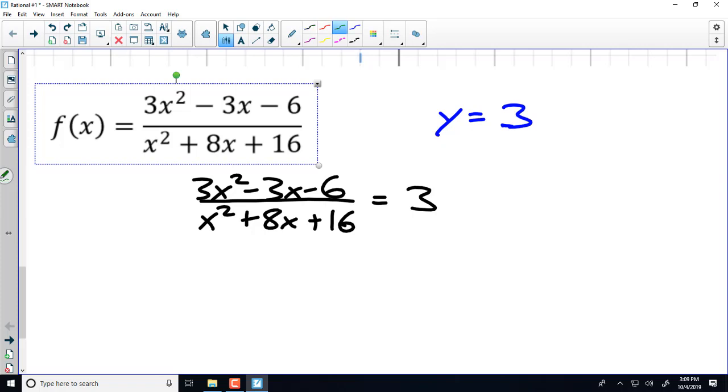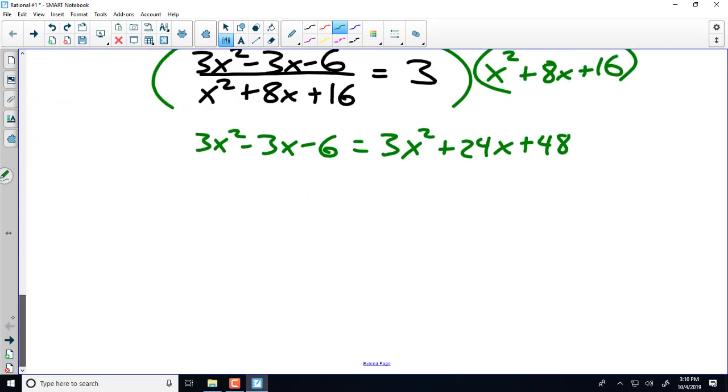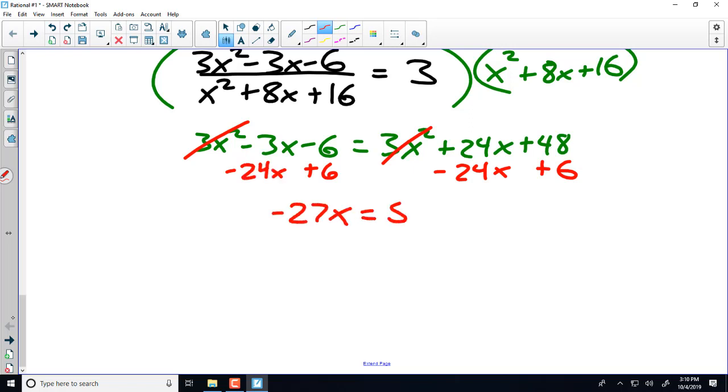We do that by multiplying both sides by that denominator, x squared plus 8x plus 16. So if you multiply that by that denominator, we're going to get 3x squared minus 3x minus 6 over here. The 3 over here will distribute, giving me 3x squared plus 24x plus 48. Then we do a little bit of cleanup, subtract 3x from both sides. Those go away. Then we will add 6 to both sides, and we will subtract 24x from both sides. That will give me negative 27x equals 54. If you divide both sides by negative 27, you get negative 2.